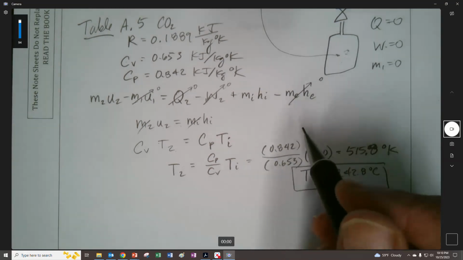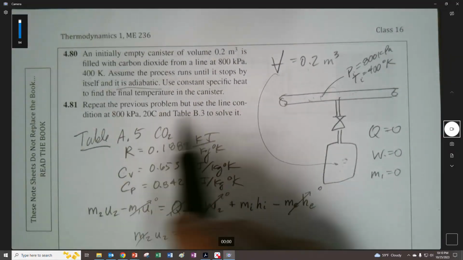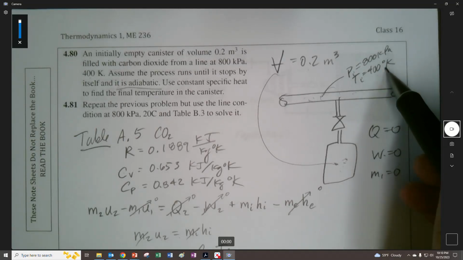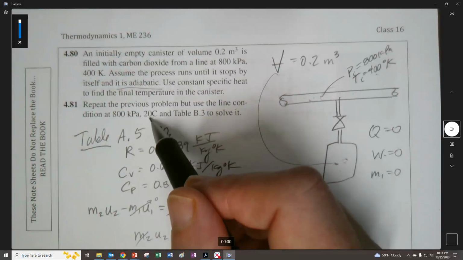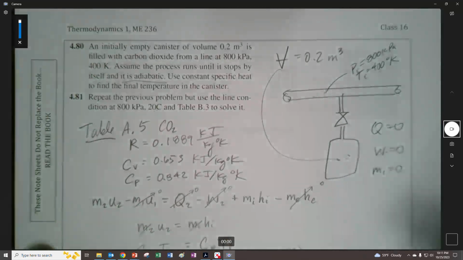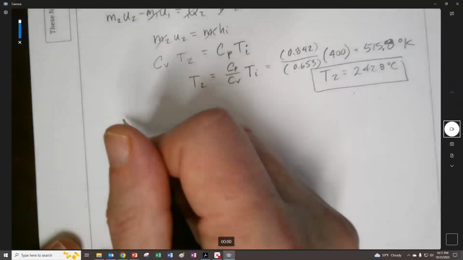Okay, so here's a weird one right here. Well, it's not that weird. What is 400 degrees Kelvin? Is that 123 degrees Celsius? Right. For whatever reason, we're redoing this with 20 degrees Celsius and using the table, so we're not going to be able to compare the results. But let's just take a look at them anyway.